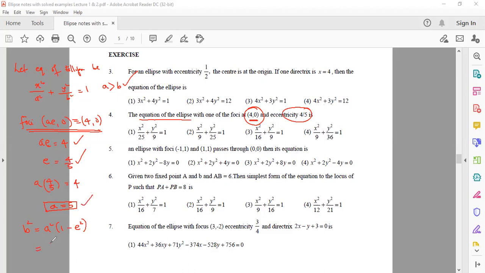Now you can replace it here. 5 square into 1 minus 4 by 5 the whole square. So 25 into 25 minus 16 upon 25, which you get as 9. So what's going to be the answer? Yes, Kevil, Kashish, good. Both of you have given correct answer. So x square upon 25 plus y square upon 9 equal to 1.